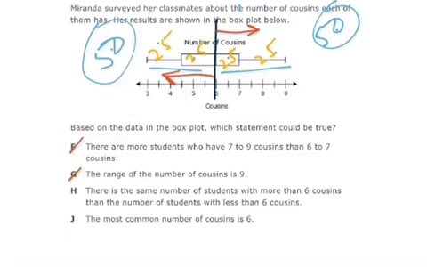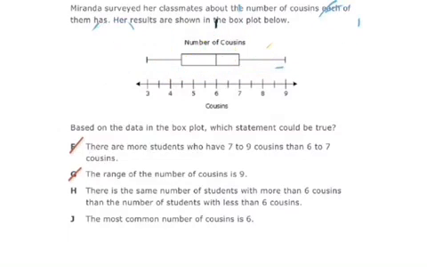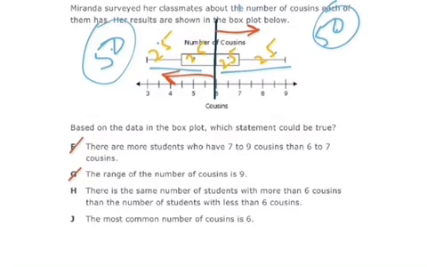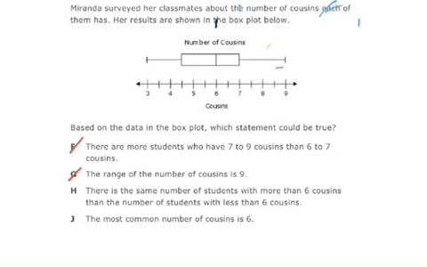I'm going to look at J. The most common number of cousins is 6. Well, you could choose that, but just because the median of the data is at 6, that just means that was the middle number. That doesn't mean that was the most common number. We can't really figure out what the most common number is from a box plot. A box plot doesn't give us that. It just tells us in quarters where the data was concentrated. So on this one, the best answer is going to be H.